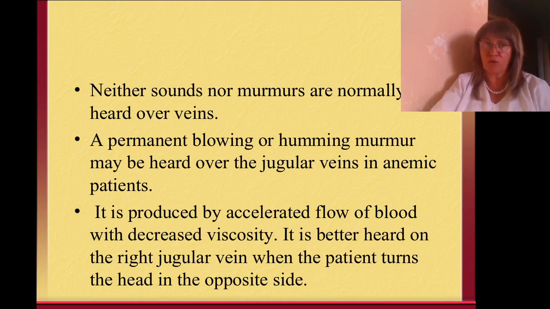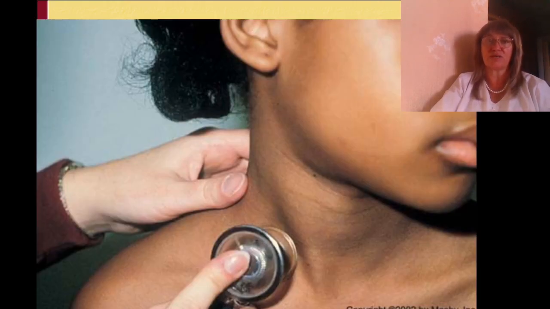A permanent blowing or humming murmur may be heard over the jugular veins in an anemic patient. It is produced by accelerated flow of blood with decreased viscosity. It is better heard on the right jugular vein when the patient turns the head to the opposite side.